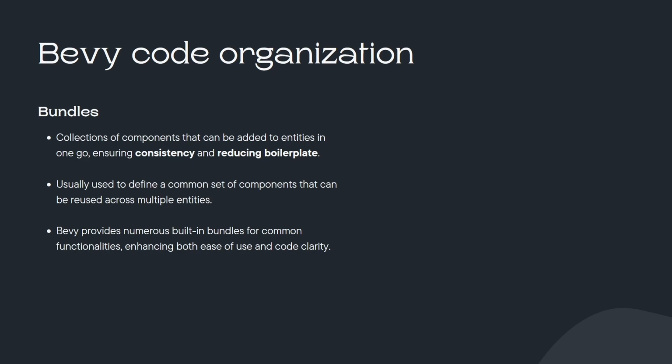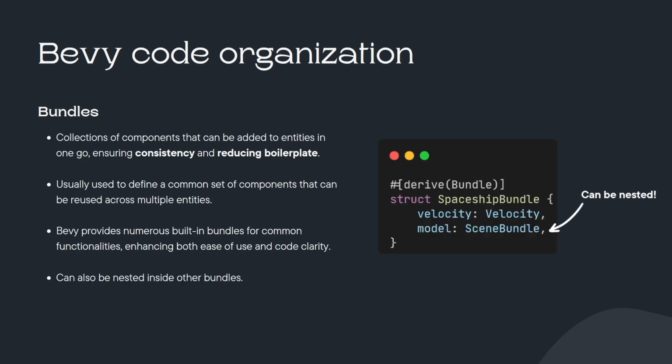Bundles can also be nested. For example, we might have a spaceship bundle that defines velocity and model. The model would then be a scene bundle that requires you to pass in all the attributes of that bundle. In the future, the spaceship bundle could be generalized as a vehicle bundle. As your game expands and you have different types of vehicles, this would allow you to find all the shared components across all the vehicles in the game in this bundle.